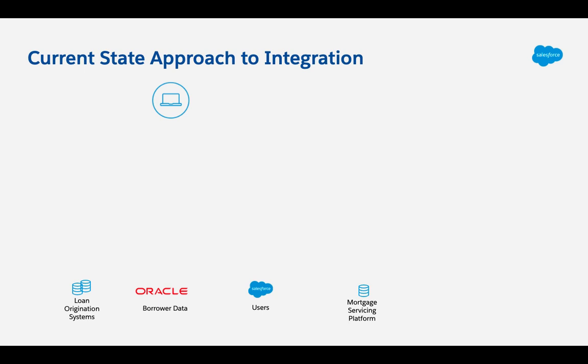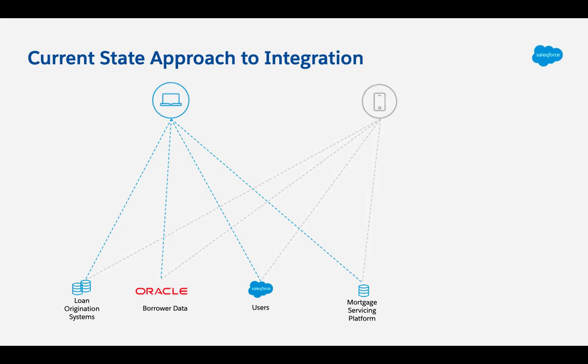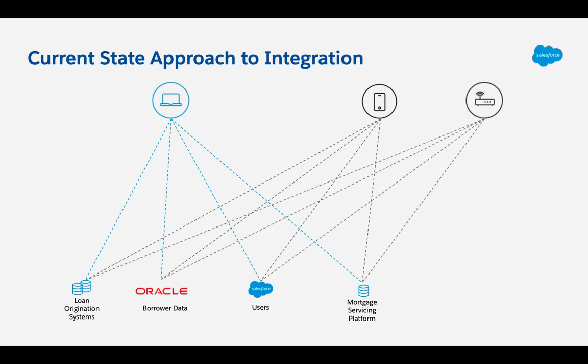Here's what a typical approach to integration might look like. You connect systems like the loan origination system, borrower data system from Oracle, Salesforce, and the mortgage servicing platform to build the desktop app, which works fine. But now let's say you need a mobile app that uses the same exact information. The developers can't use their previous work.